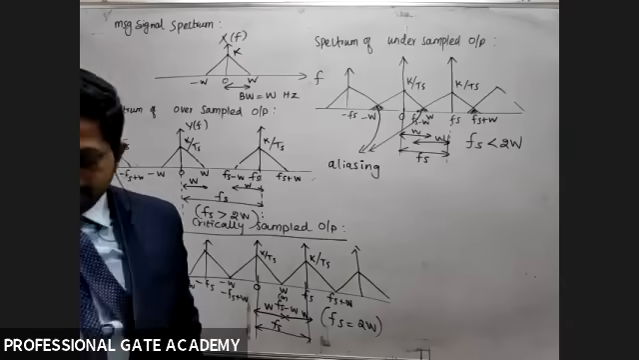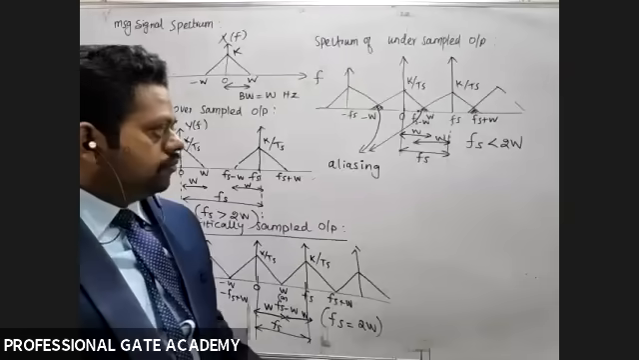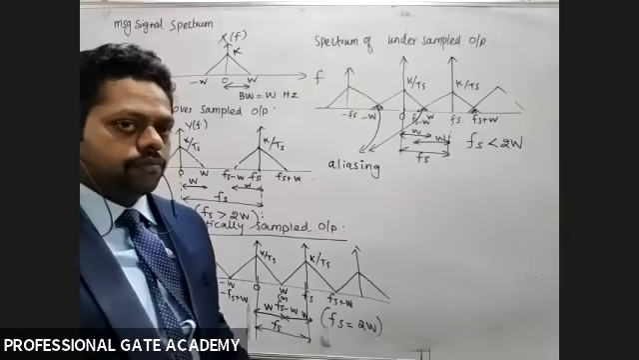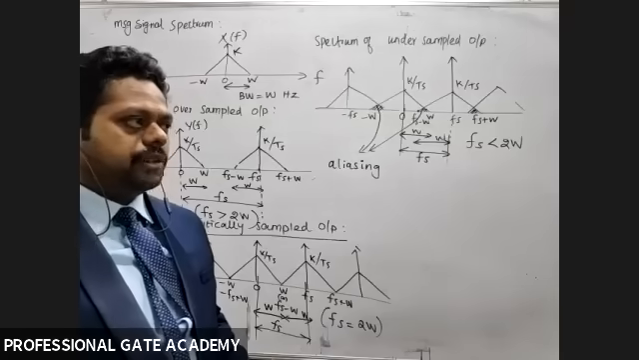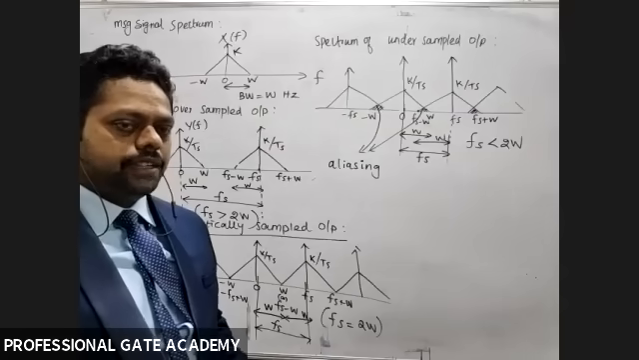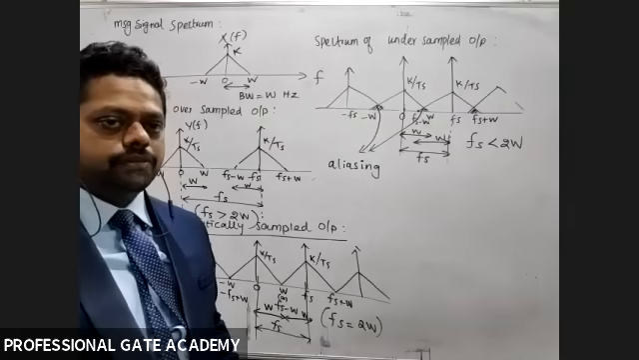Sir, for even symmetry, the output will have DC term and cosine terms, right? And for odd symmetry, the output has only sine terms. Thank you, sir. DC term and cosine terms are 0.